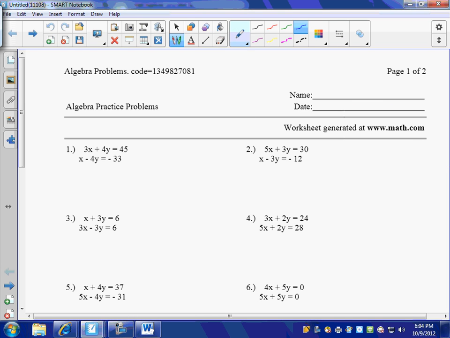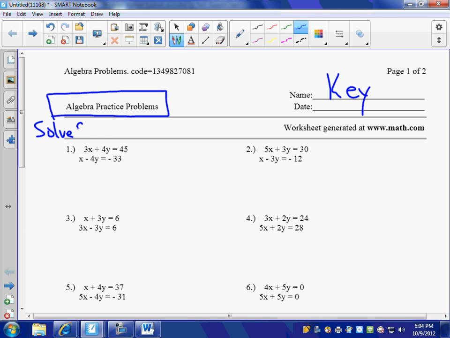Okay, algebra support. Here is algebra practice problems, solving systems. So solve systems by elimination.